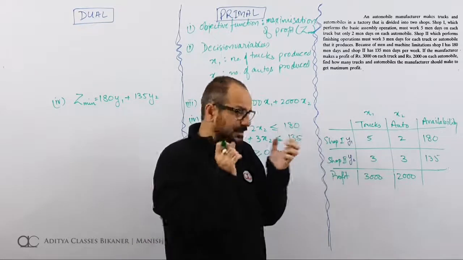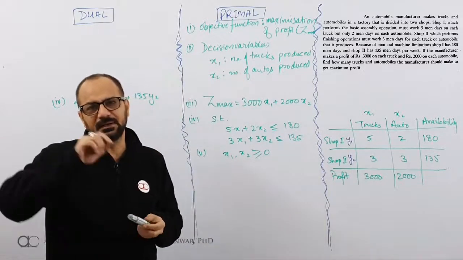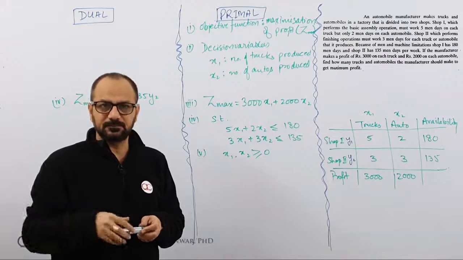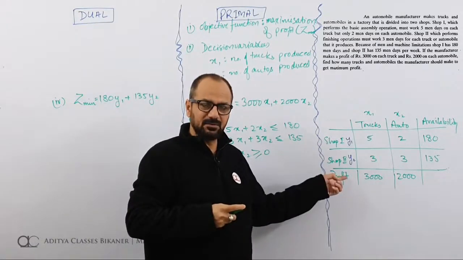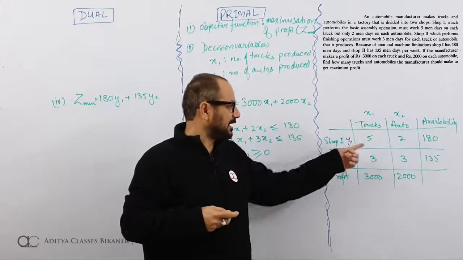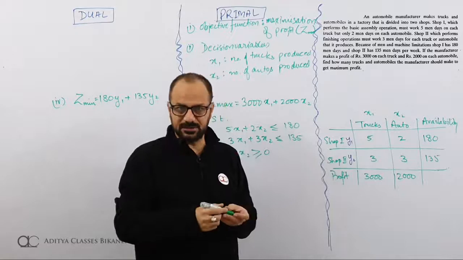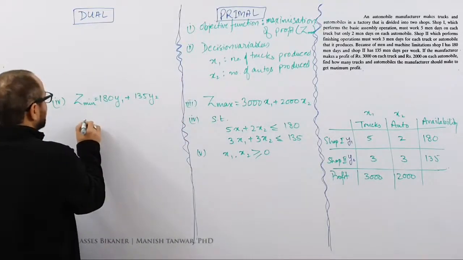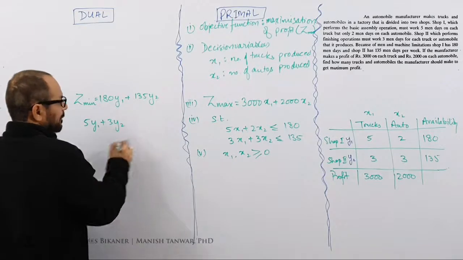So, my total collection would be 5Y1 and 3Y2. This is my total collection from shop 1 and shop 2. He, as an investor, is giving me this price Y1 and Y2, and as a manufacturer I will be getting 5Y1 and 3Y2 from the trucks division. So, I will be getting 5Y1 plus 3Y2.